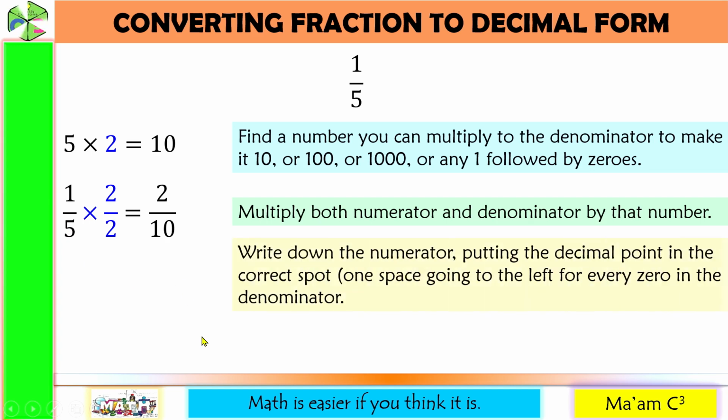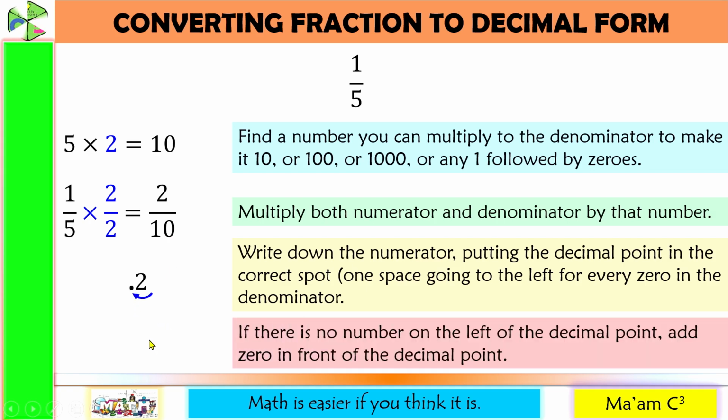Step 3. Write down the numerator. Our numerator is 2 and initially the decimal point is here. Let us put it in the correct spot. Again, we only have one zero in our denominator, so that would be one space going to the left. The decimal point should be here. And let us put 0 in front of the decimal point because there is no number here. So 1 over 5 is equal to 0.2.